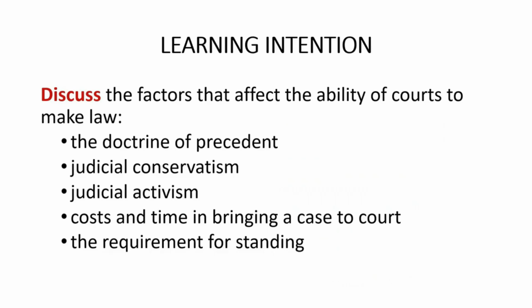This is the second in a series of 3 videos about the factors that affect the ability of the courts to make law. I've listed the factors that we'll be looking at in these 3 videos on this slide. In this video, we are looking at judicial activism and judicial conservatism. Accordingly, your learning intention for this video is that you should be able to discuss how judicial activism and judicial conservatism affect the ability of courts to make law. Make sure that you write this learning intention down in your Cornell notes.